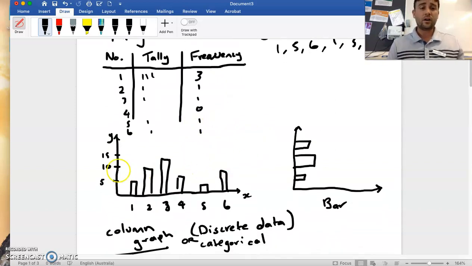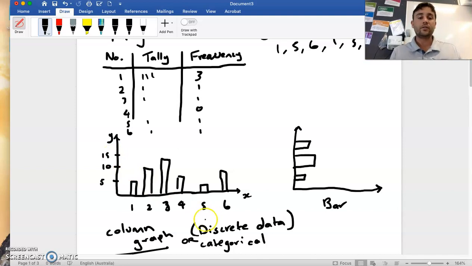Okay, so I've got here a column graph. Now don't get this confused with a histogram. Okay, column graph is used for any categorical data, and you know categorical data to be data that we split into categories. There are two types: ordinal, which has a rank; nominal, no rank. So if we were to split data into, let's say, discrete data in this case, we've got the number 1 and that popped up 5 times, we've got the number 2 that popped up 10 times, etc, etc.